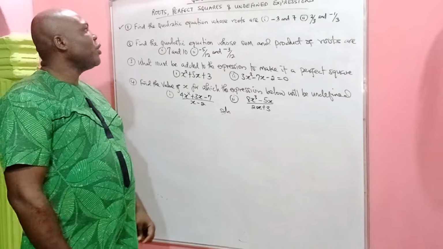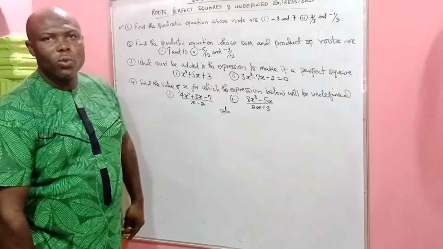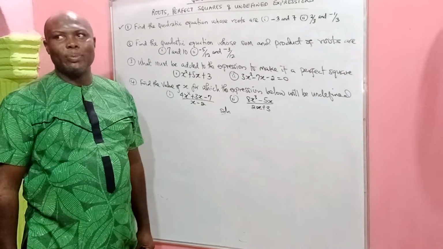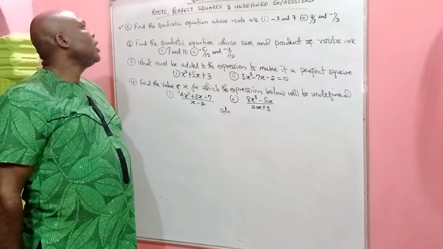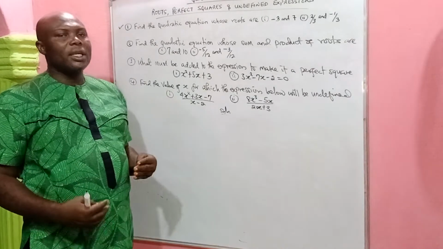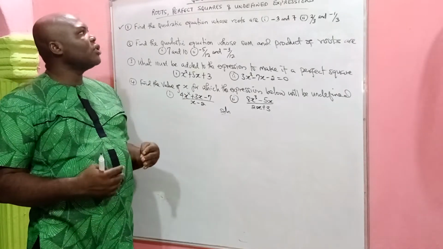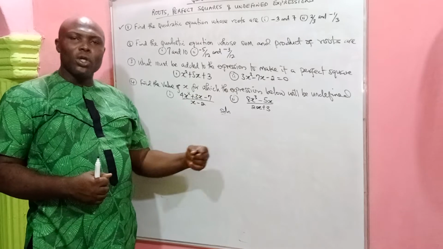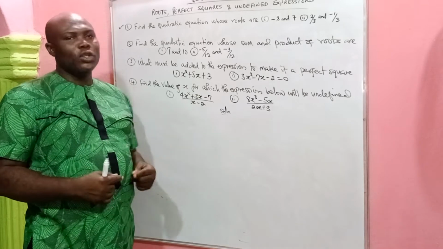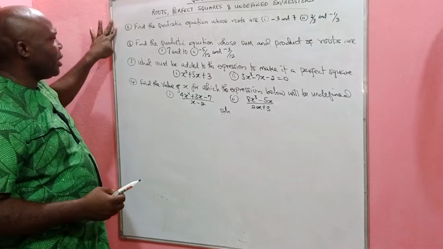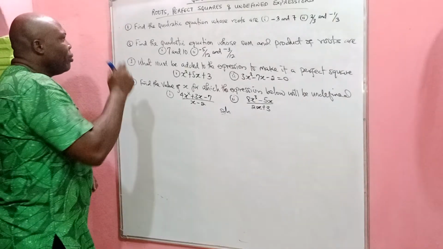And today we are going into the last aspect of quadratic equation: roots, perfect squares and undefined expressions. Here you'll be given roots of a quadratic equation to find the equation. You'll be asked what was added to the expression to give a perfect square, and then what should be the value of x to make the expression undefined. So we'll go straight to the point. We have the questions already here, so we'll take them one by one. We'll begin with the first one.